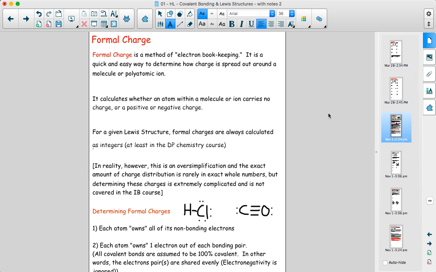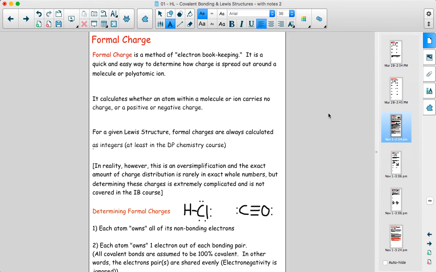Okay, so formal charge is in some ways similar to oxidation states, but in some ways the total opposite of oxidation states. So formal charge is something that we'll use when we're talking about covalent bonding. And the way it's similar to oxidation states is that it's going to be a method that we use to sort of keep track of electrons. It's a quick and easy way to determine how charge is spread out around a particular covalent species, basically molecules or polyatomic ions. So it's sort of a way of within a structure assigning where is the charge concentrated.